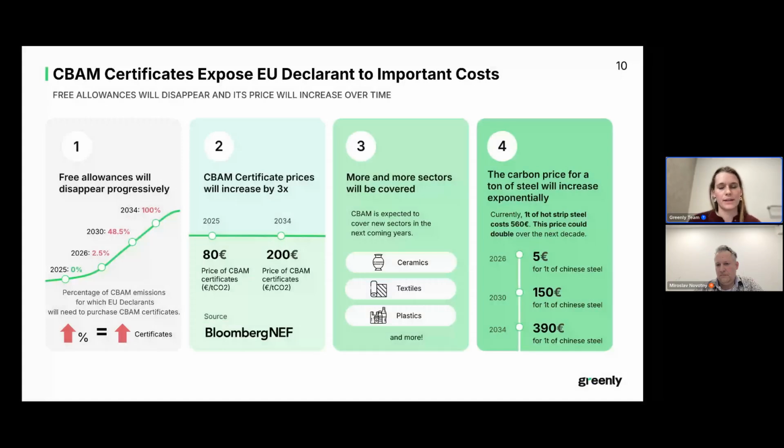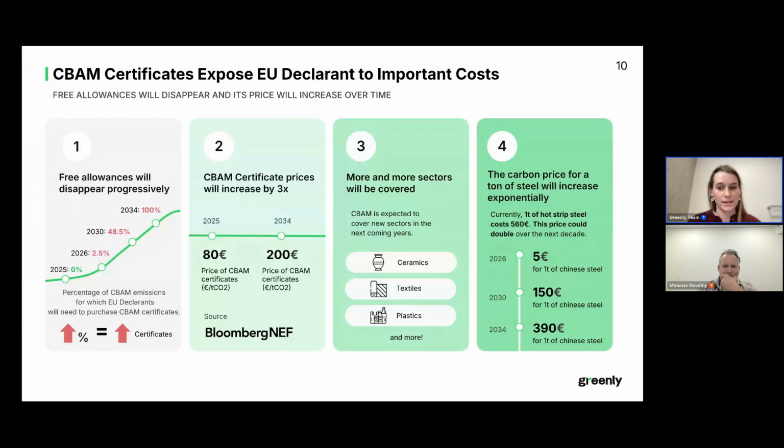As CBAM progressively rolls out, it's crucial to understand where the financial risks underlie in this process. So the cost of compliance is rising, and failing to anticipate these changes could significantly affect your bottom line. One of the most important shifts happening under CBAM is the gradual elimination of free allowances. This means that by 2034, EU importers will have to fully cover their specific embedded emissions through CBAM certificates without any subsidies or exemptions.